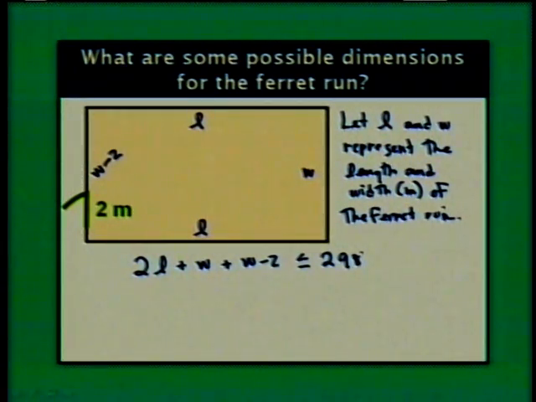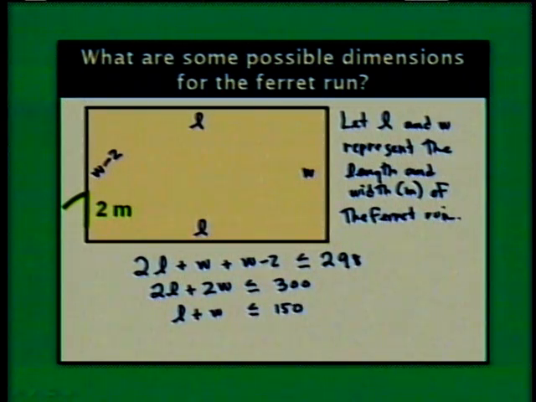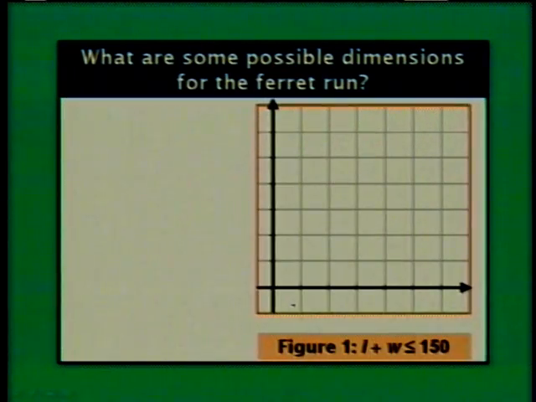Let me simplify this model a little bit. I have 2L plus 2W, and I'm going to add 2 to both sides, so that's less than or equal to 300. Dividing both sides of the inequality by 2, that's a positive number, so the sense of the inequality will remain the same. So I have the length plus width needs to be less than or equal to 150. So there's the model. Now let's graph the solution set.